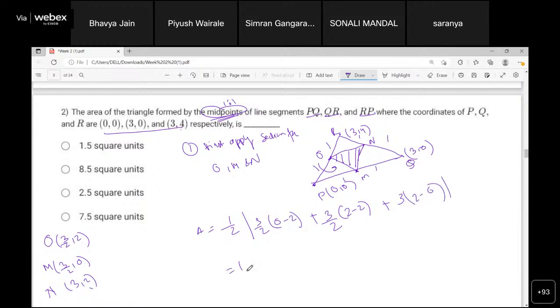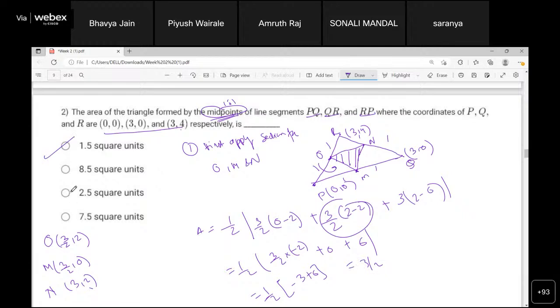So this will be 1 by 2. That is 3 by 2 into minus 1 by 2. This is 0, right? Minus 2. Totally plus 0, and this is 6. So what I will get, that is minus 3 plus 6. I will get 3 by 2. That is 1.5. Yeah, so 1.5 is correct.